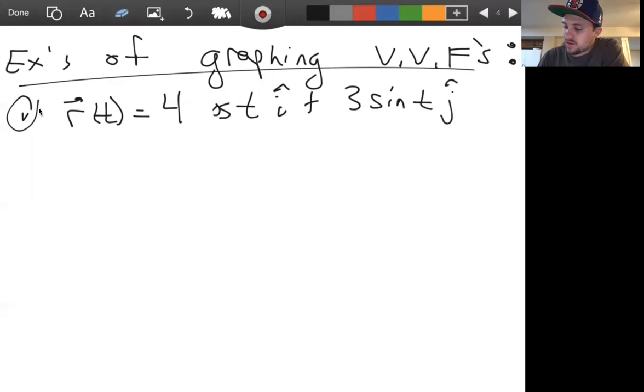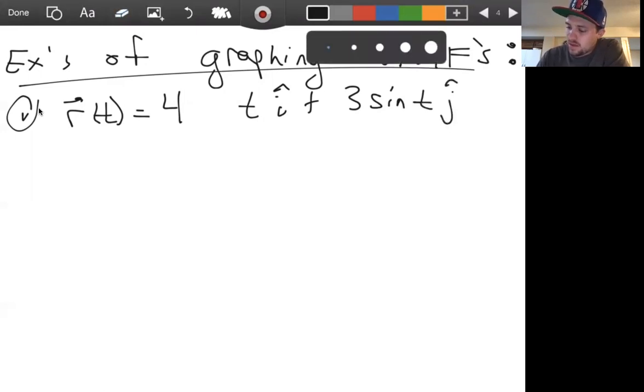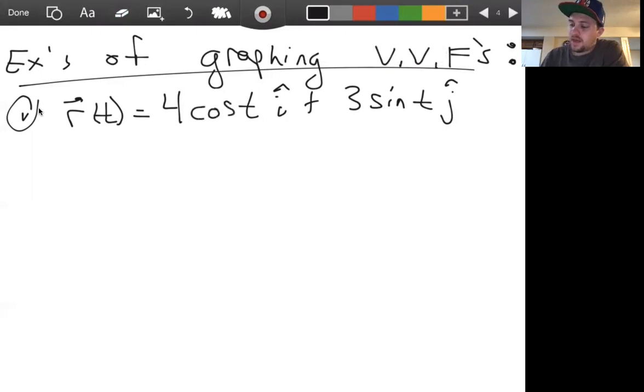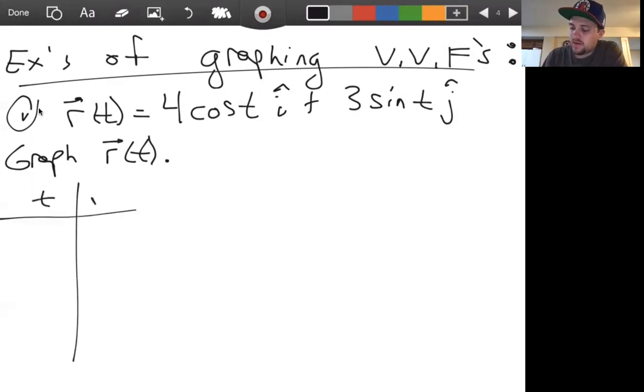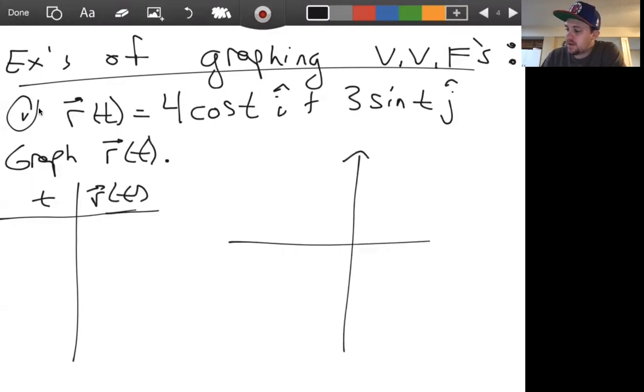Okay, I wasn't writing cosine here. Cosine t, there we go. And let's graph this. Graph r of t. Okay, and let's make a plot, t and r of t. So we can start to see what's going on here. And on the right, corresponding to the points we've plotted, we'll put them in the plane and then see if we can map out what this shape is going to be, or what this vector valued function is representing, right? Functions in the plane represent a curve. And let's see what kind of curve this is representing.